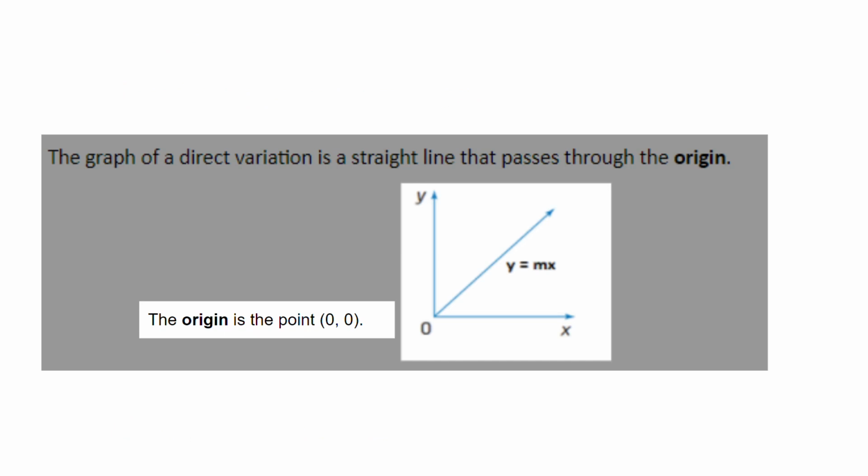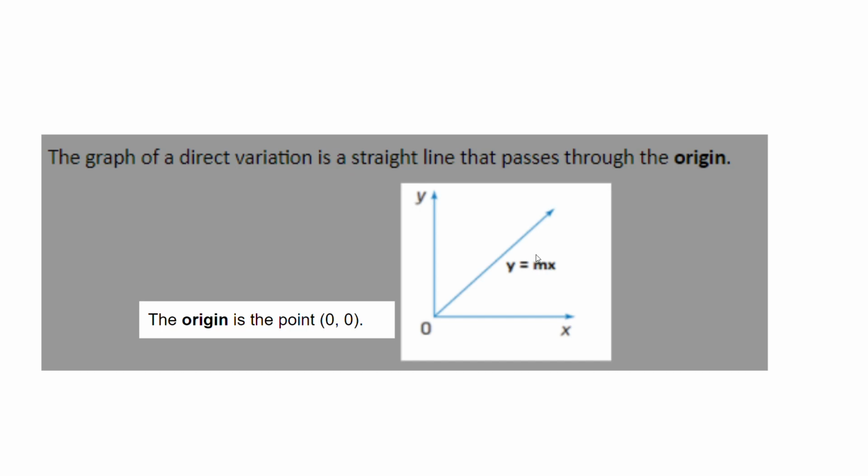Now, it goes through the origin, and this is very important because if it doesn't go through the origin, then y won't be a constant multiple of x. Okay, so constant multiple means that 2, 4, 6, 8, those are all multiples because they're separated by 2. 3, 6, 9, 12, those are all multiples of 3 because they're all separated by 3, and so forth.